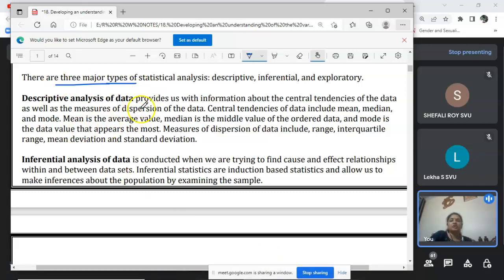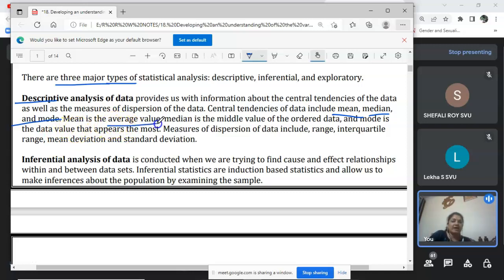First is descriptive analysis. Descriptive analysis is when you are finding the result using mean, mode, and median. That is called descriptive analysis, because you take the data, find the mean, mode, and median, and describe it in your own words: what the data is all about, what your calculation is, what result you wanted to find, and what your finding is. So you make a connection between all these things, and that is called descriptive analysis of data.